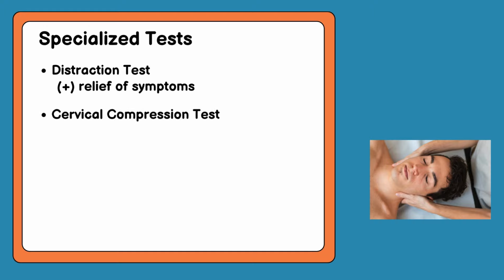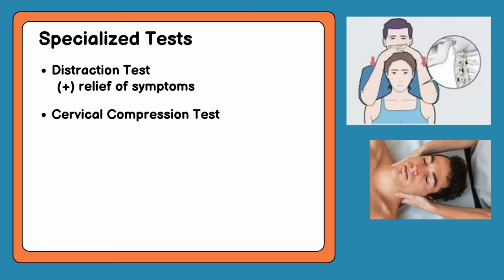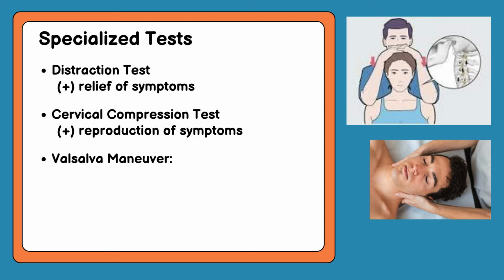Cervical compression test is used for the assessment of facet joint pathology or nerve root compression. Reproduction of local neck pain or radicular symptoms occurs when axial pressure is applied to the head. Valsalva maneuver is used to assess for increased intraspinal pressure and aggravation of symptoms associated with disc herniation or spinal stenosis. Reproduction of symptoms acts as a positive sign.